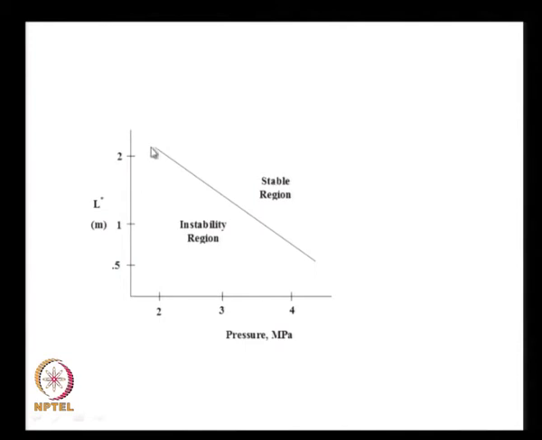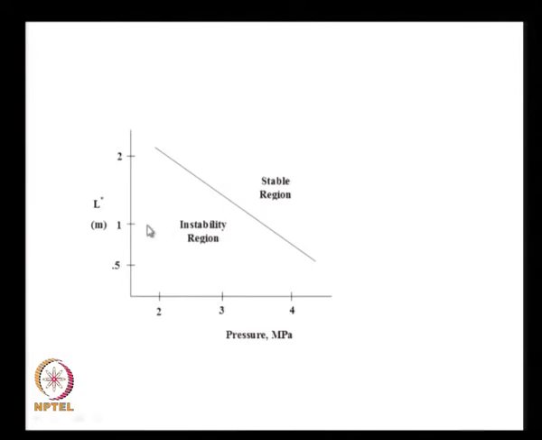Let us focus on this particular slide over here. In this slide I show the value of L star as a function of chamber pressure, and I define the regions of instability, that is L star mode of oscillations, and the stable region. What is it we are telling? If the value of L star is small, the time of residence of the gases, T residence, in the chamber is small.